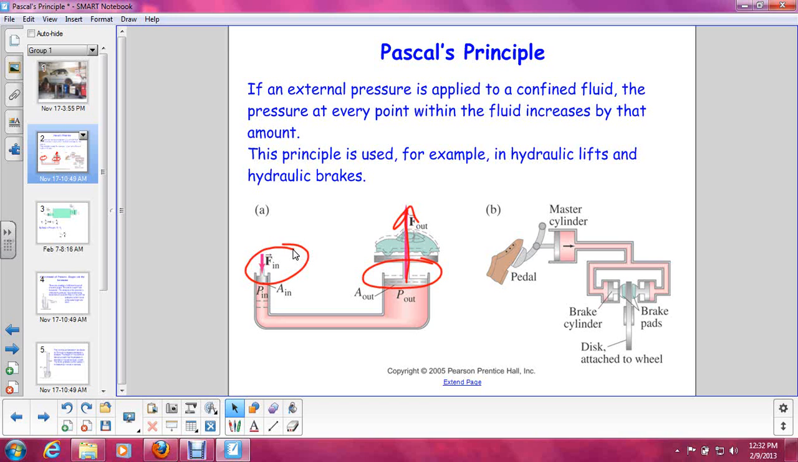This is also how hydraulic brakes work. When you step on your brake pedal, it's not like it compresses all of the fluid right behind the brake pedal and then that's it. The pressure in the entire system increases by the same amount. So when you push on your brakes, the pressure increases to push your brake pads against the disc attached to your wheel to slow it down.